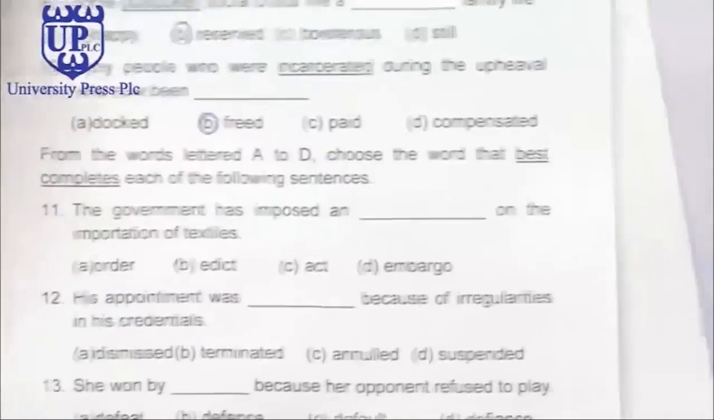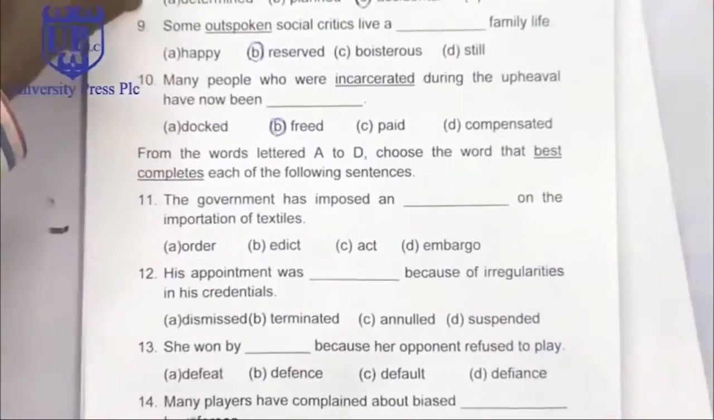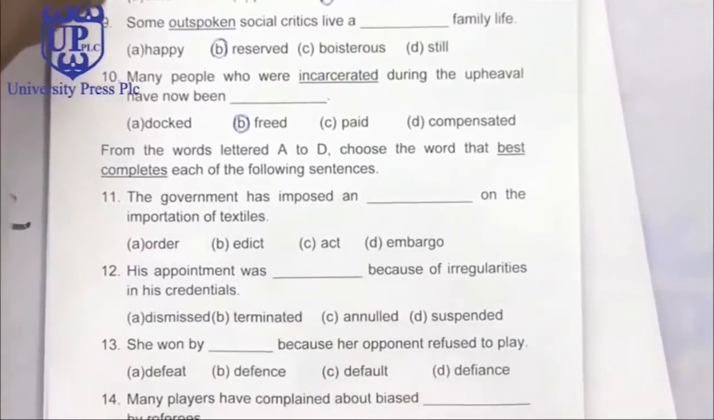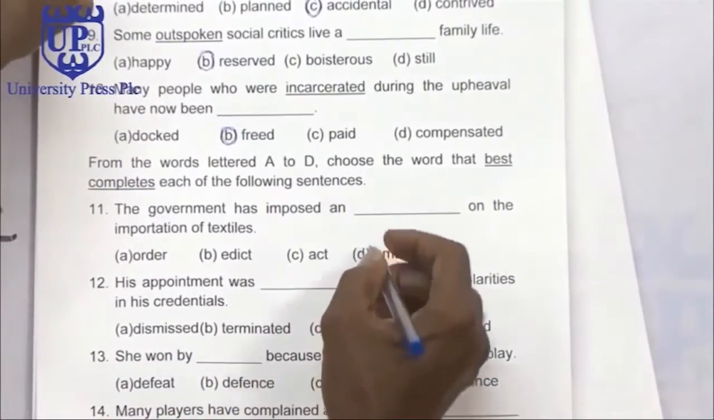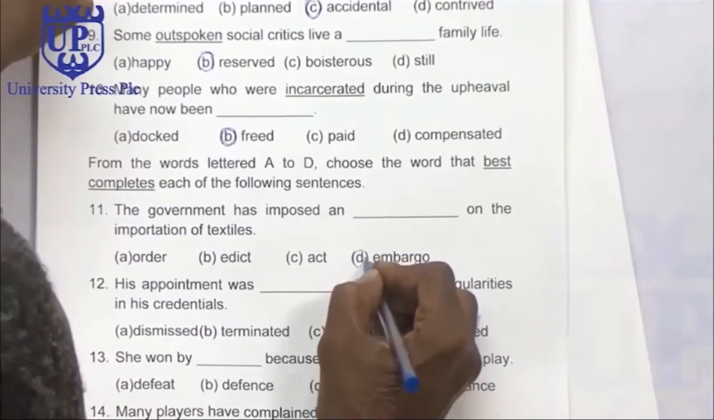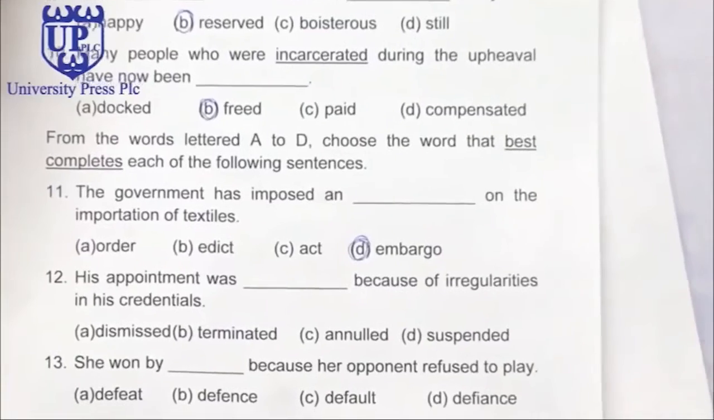The government has imposed a dash on the importation of textiles. Can it be an order? No, not an order. An edict? No. Not an act. The right one will be an embargo. An embargo on something that has been banned.